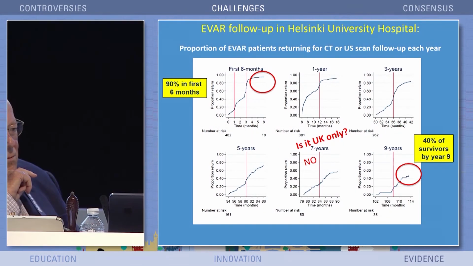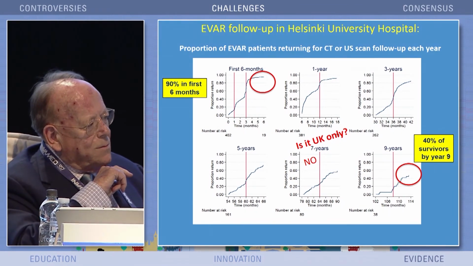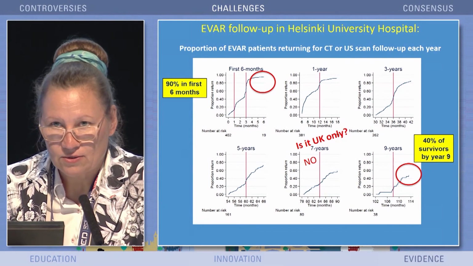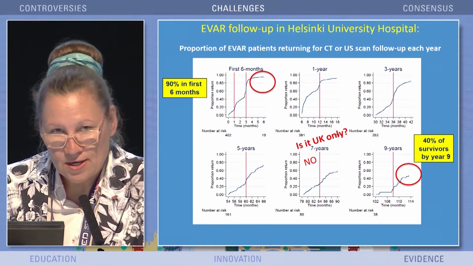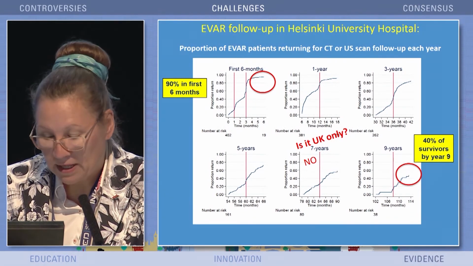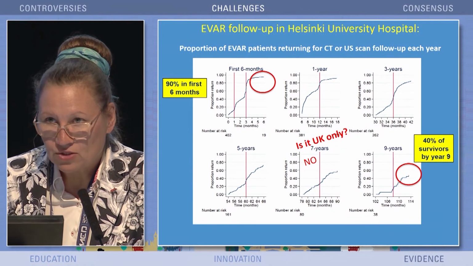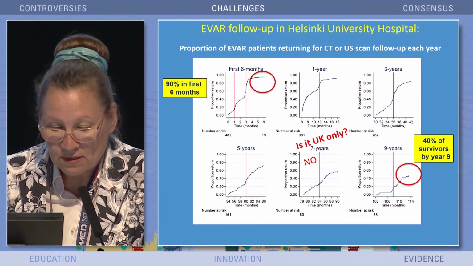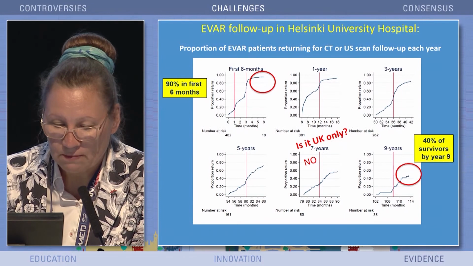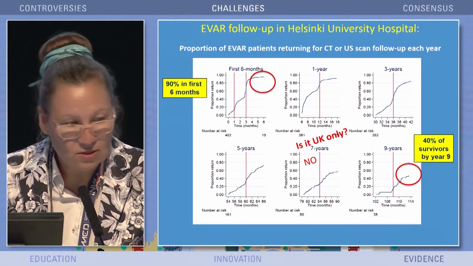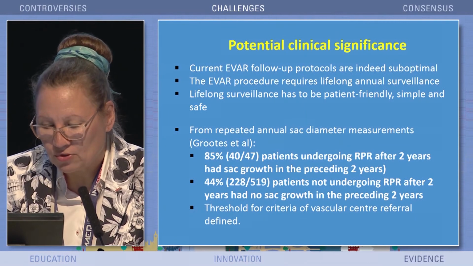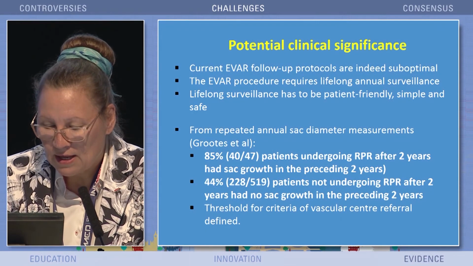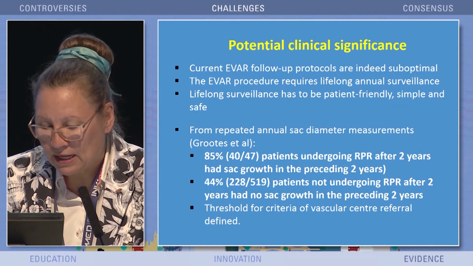So is this only a UK problem? Well, I don't think so. Here we can see the situation in the Finnish series, and we can see that after 9 years, only 40% of the patients came back to annual CT. And this is for many reasons. It's because of engagement of the patients to the heavy surveillance, but also sometimes surgeon's decision. Current EVAR follow-up protocol is suboptimal. It's too heavy, it's expensive, and patients don't follow and engage into it.